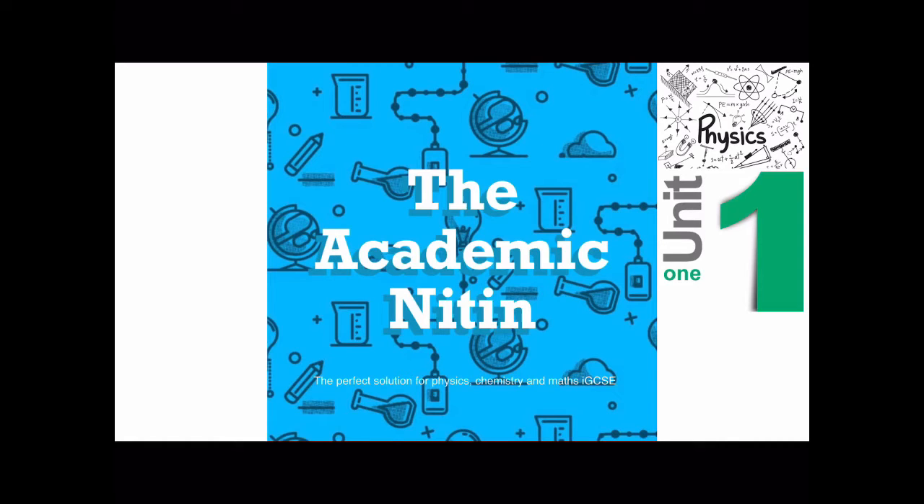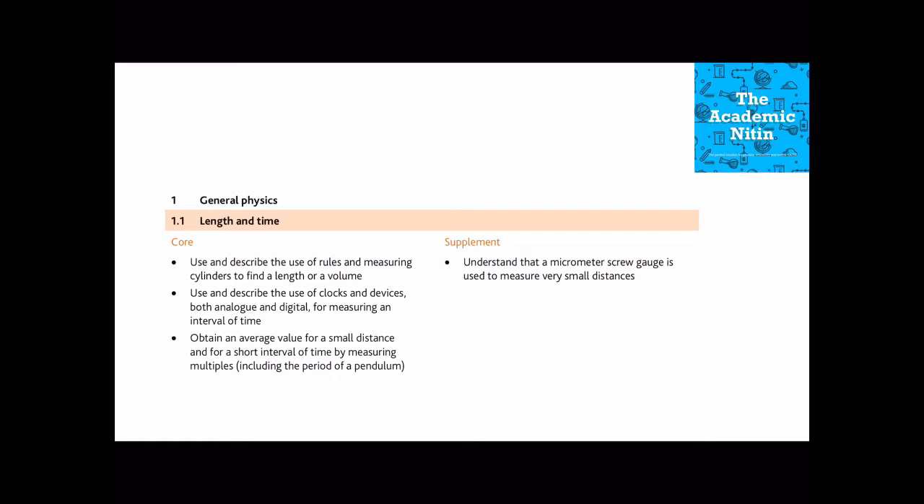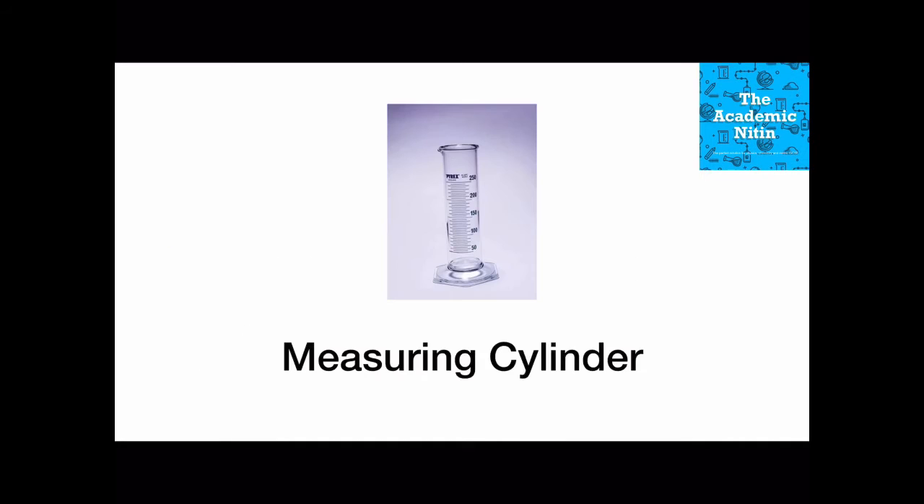Let's see Unit 1 of IGCSE Physics. Unit 1 is called General Physics, and today we are going to see 1.1, which is length and time. This is taken from the IGCSE syllabus of year 2022, and if you want, you can just click the link in the description box below.